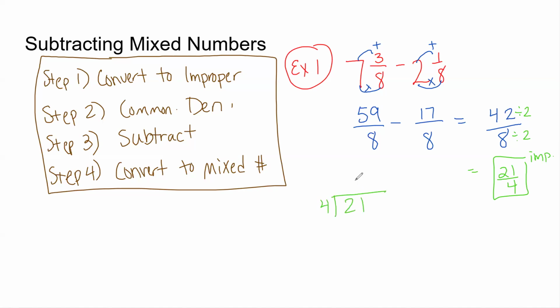21 divided by 4 goes in 5 times. So this would be 5 as our whole number and 1/4. There's your mixed answer.